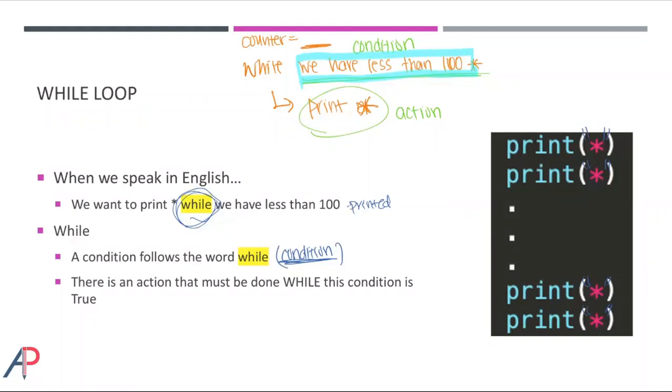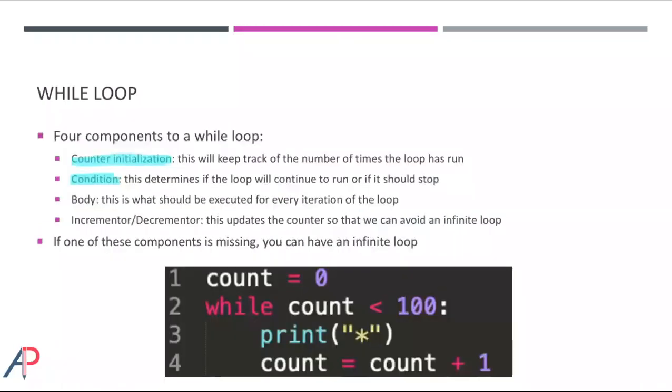So we've already talked about 2 of the components of a while loop. Talking about the third now, we have our body. This is what should be executed for every iteration of a loop. In this case, this is our action. What do we want to happen every single time our loop runs? And finally, we have an incrementer or decrementer, pretty much something that updates the count.